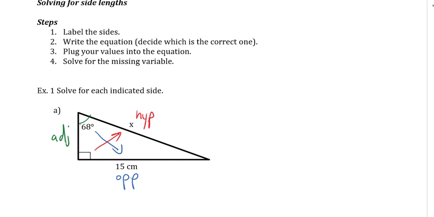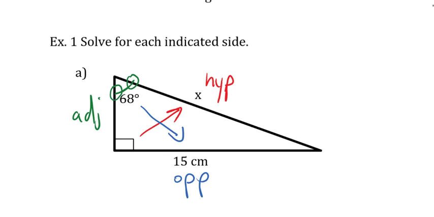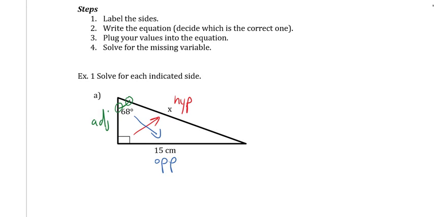If I mark out this angle, I'm always touching the hypotenuse, and then I'm also touching the adjacent side. And opposite does not touch adjacent. So that's step 1. Label the sides.